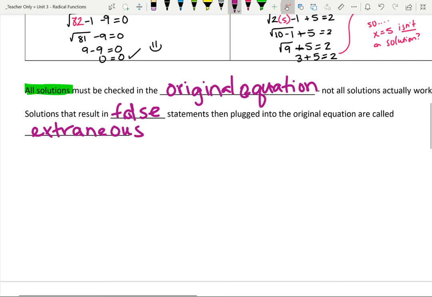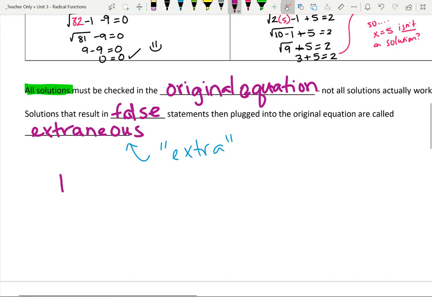Extraneous solutions. And if that reminds you of the word extra, it should. So the long story short is it's possible to get extra solutions that aren't actual solutions. And so you might be asking yourself, how? How can that happen? Why is that a thing?